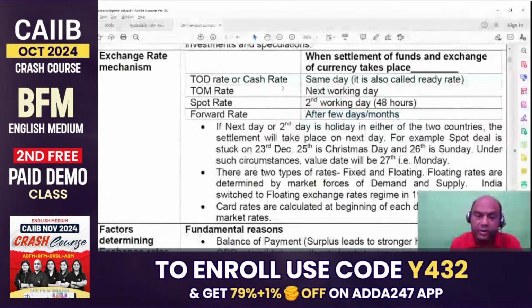Now the problem over here is, see this, if the next day or the second day is a holiday in either of the two countries, the settlement will take place on the next day. Next day means next to next day. Means whenever there is a holiday, the next day of that holiday is taken.